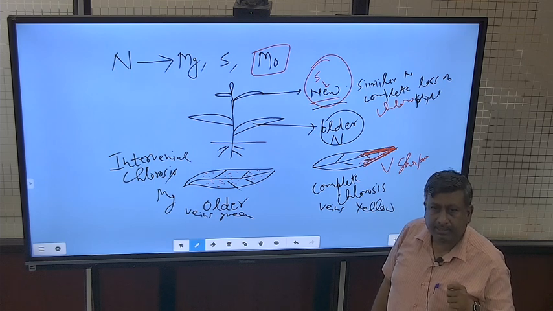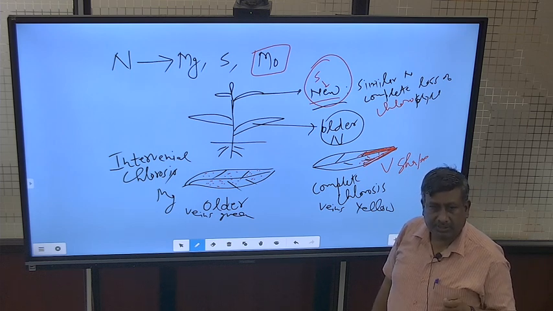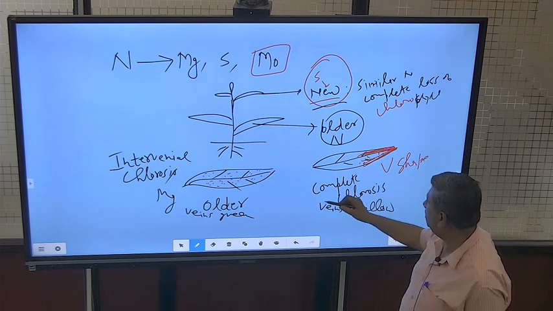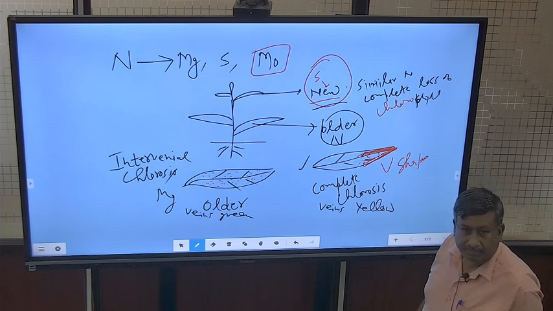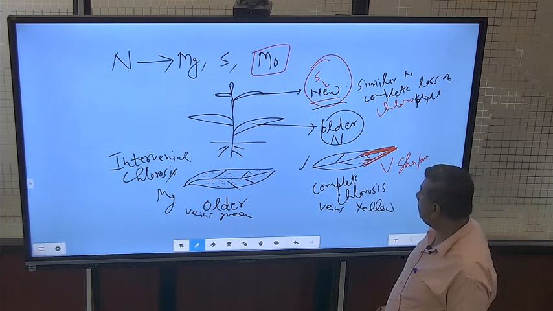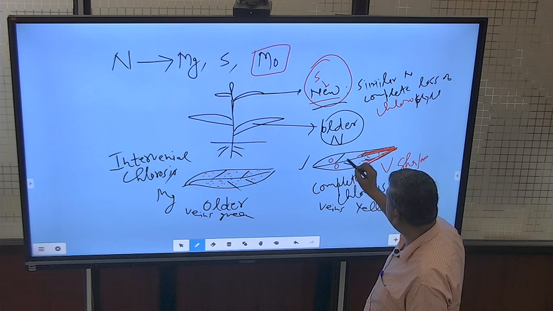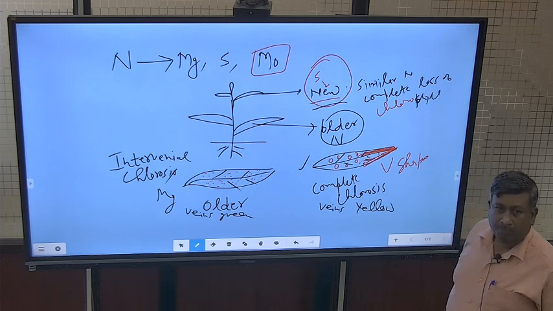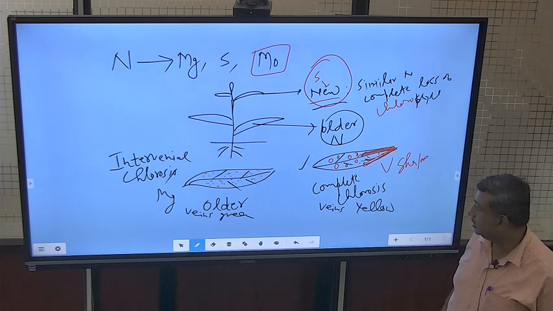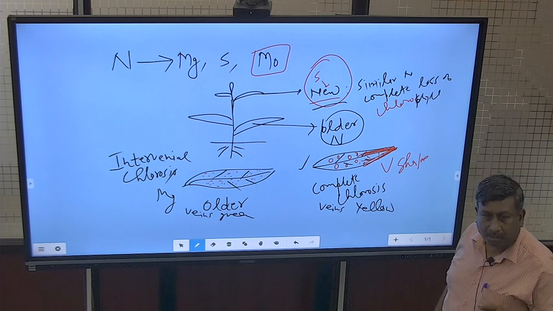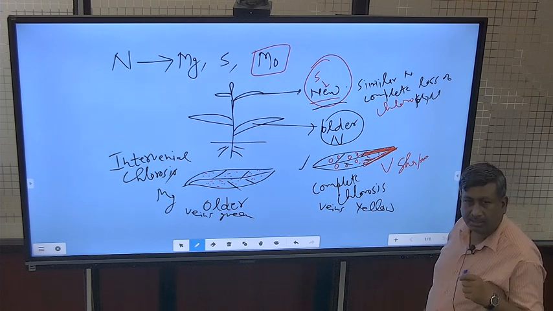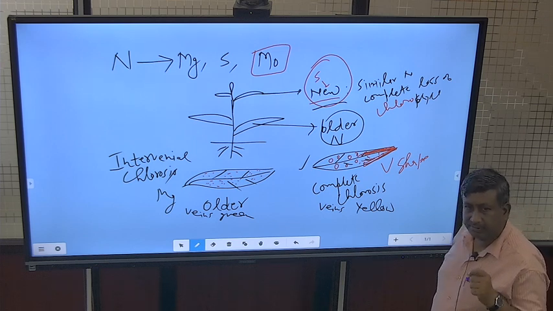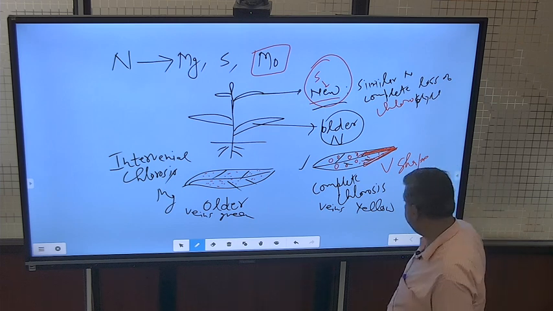Now, molybdenum. This molybdenum deficiency is similar to nitrogen, because molybdenum is part of the nitrate reductase enzyme. So, if there is a deficiency of molybdenum, then nitrogen is not metabolized, and nitrogen deficiency symptoms develop like that. But the difference is that in case of molybdenum, some necrotic spots are there between the veins. So, nitrogen deficiency chlorosis as well as necrotic spots occur between the veins. If necrotic spots are present between the veins, then it is due to molybdenum deficiency.